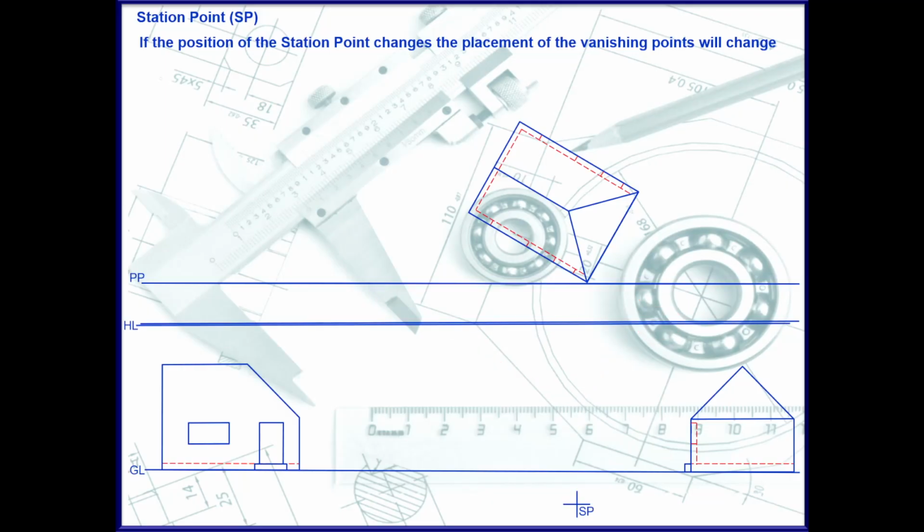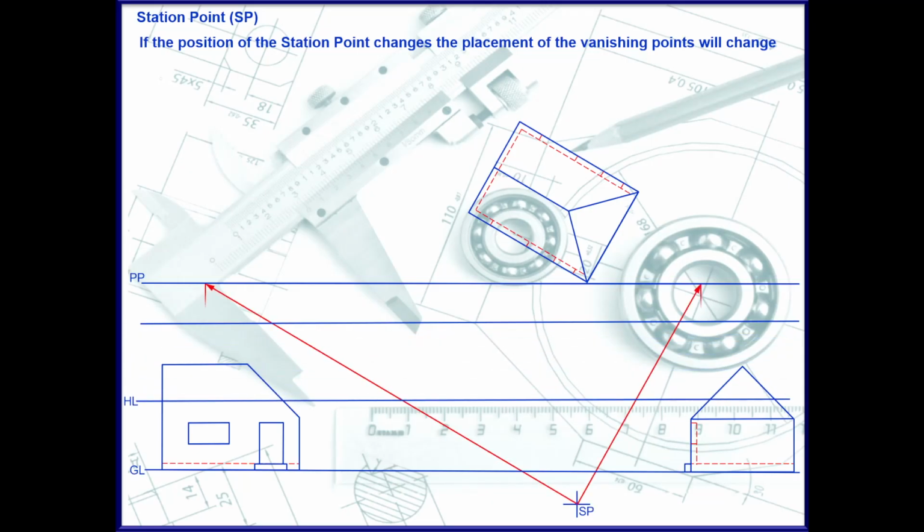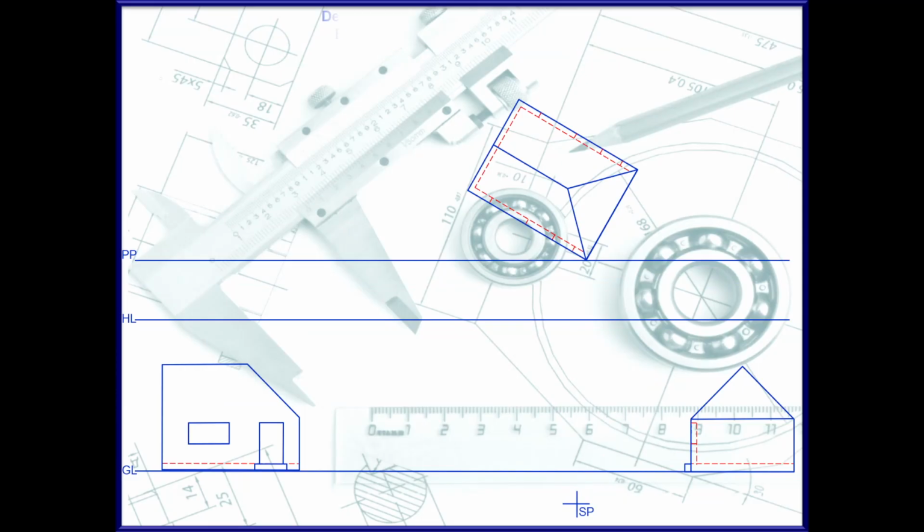So you can also look at our horizon line, if we move the horizon line towards the bottom, I can clearly see that my left-hand vanishing point and right-hand vanishing point's position will change. So if the position of the horizon line changes, the placement of the vanishing points will also change. Next, we have to determine and label the vanishing points.